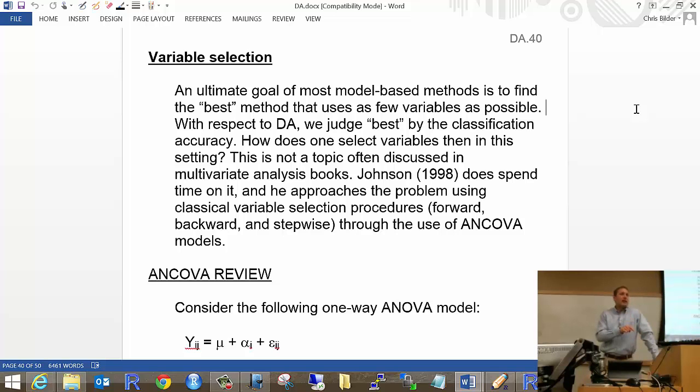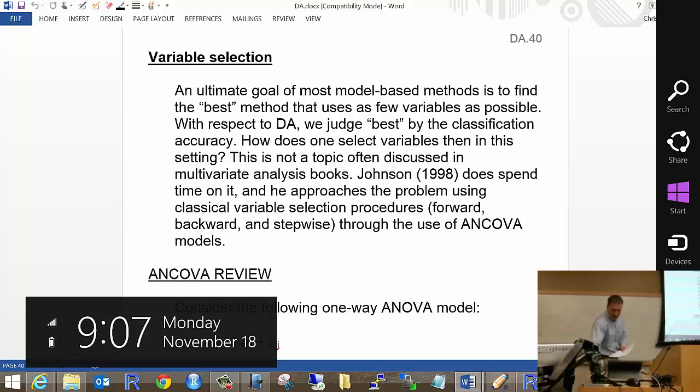There is a nice discussion, though, about why analysis of covariance models may not necessarily be the best choice in terms of determining which variables to include. In particular, the plots on page 44 and page 45 really get at the heart of the problems with the hypothesis test that Johnson uses with analysis of covariance models. Okay, so that takes us then to page 47.